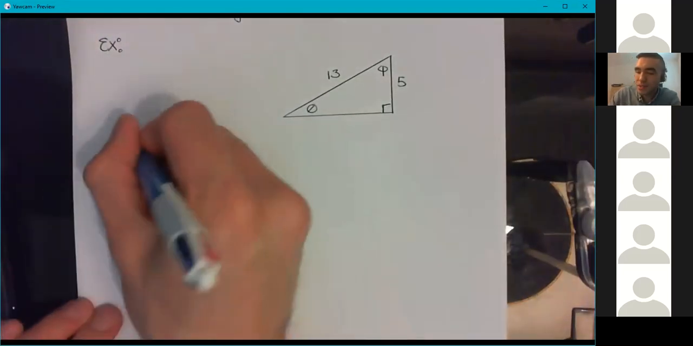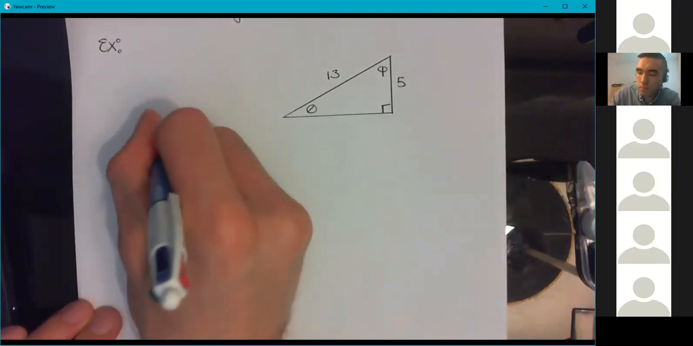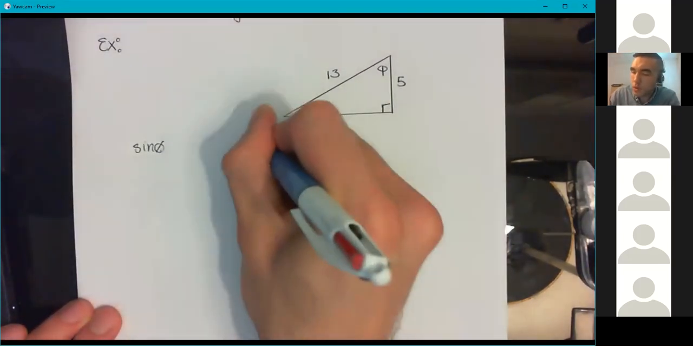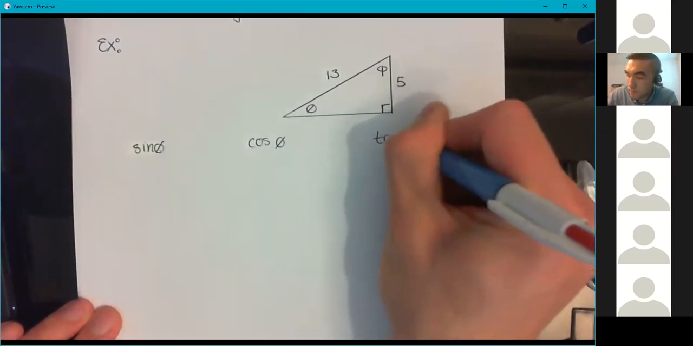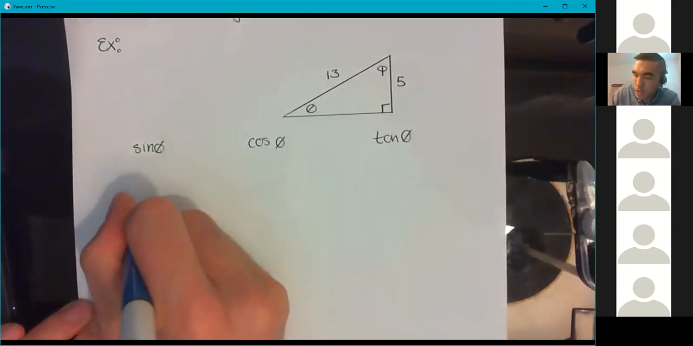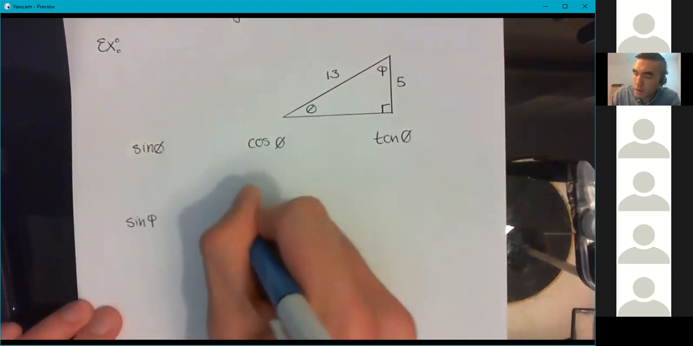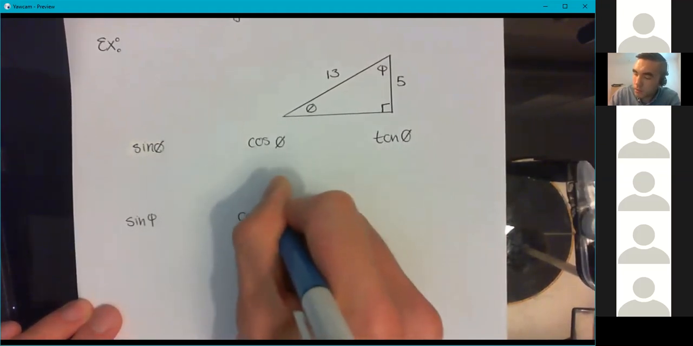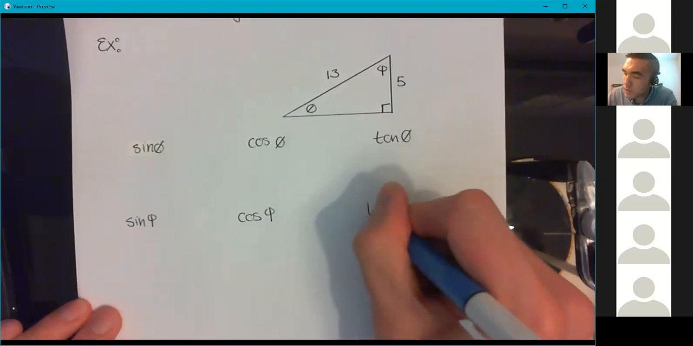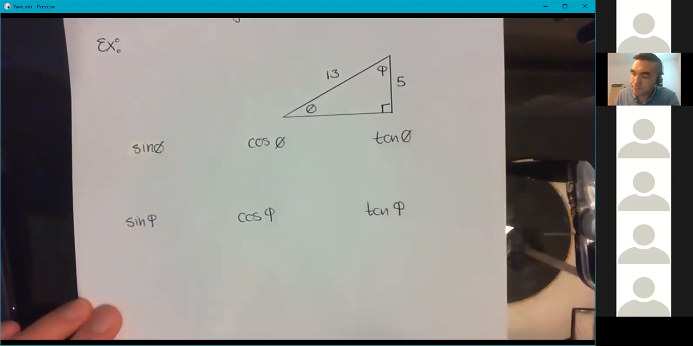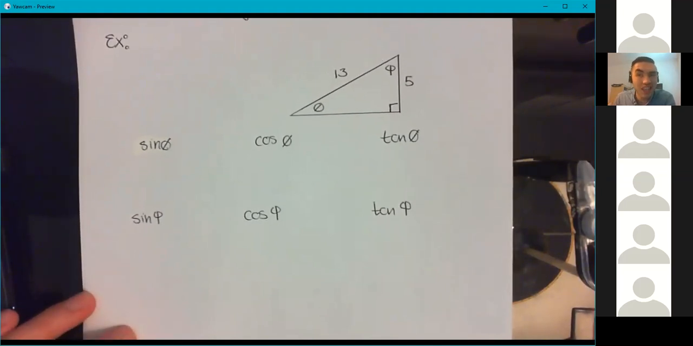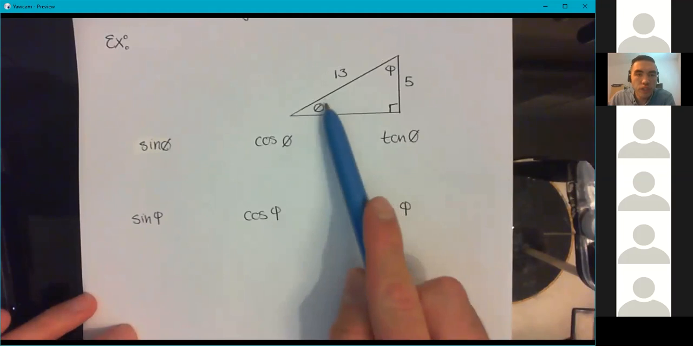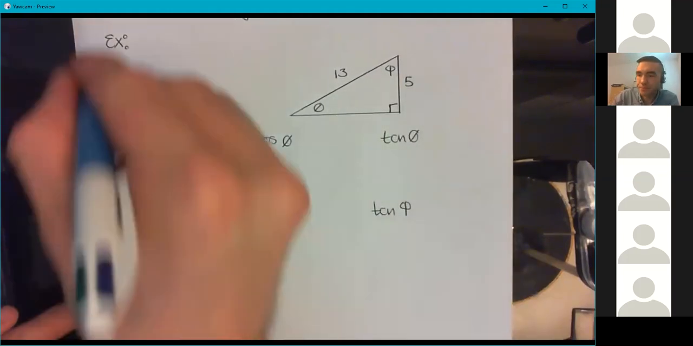I want sine theta. I want cosine theta. And I want tangent theta. I want sine phi. I want cosine phi. And I want tangent phi. Now, one interesting thing, and this is unrelated to the question, though we will come back to it later. What do theta and phi add up to?